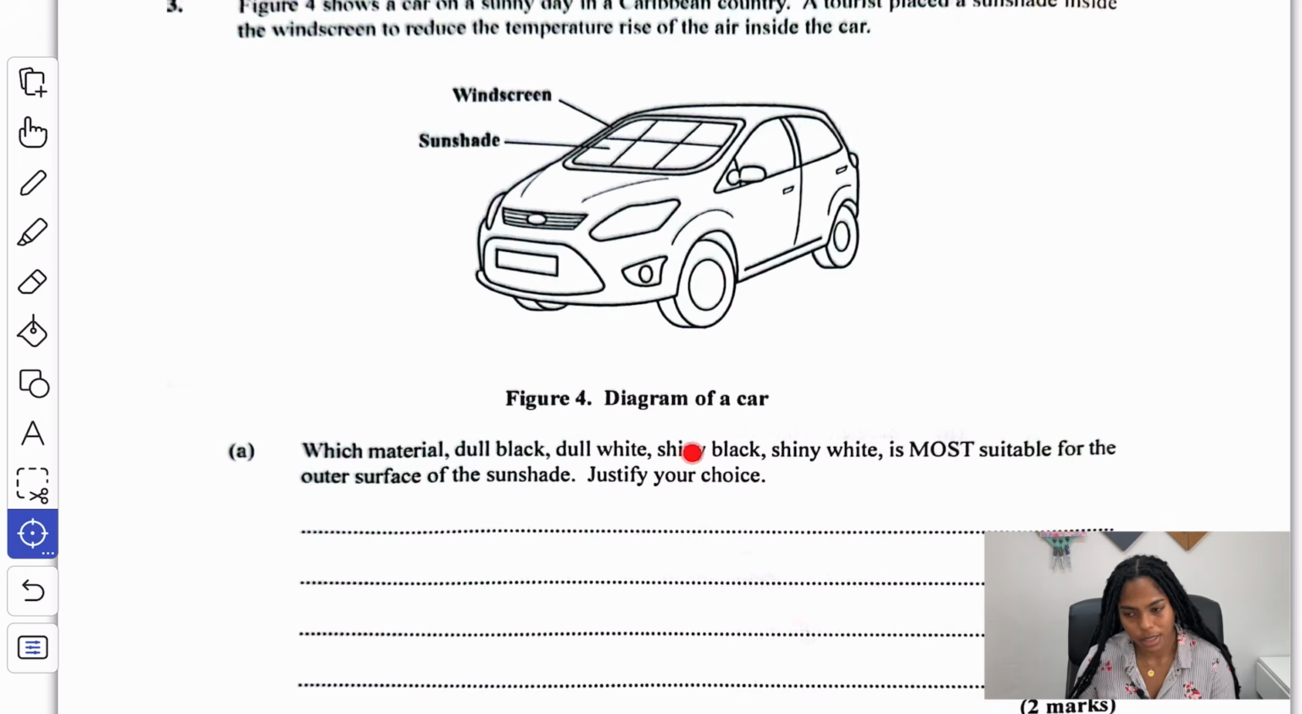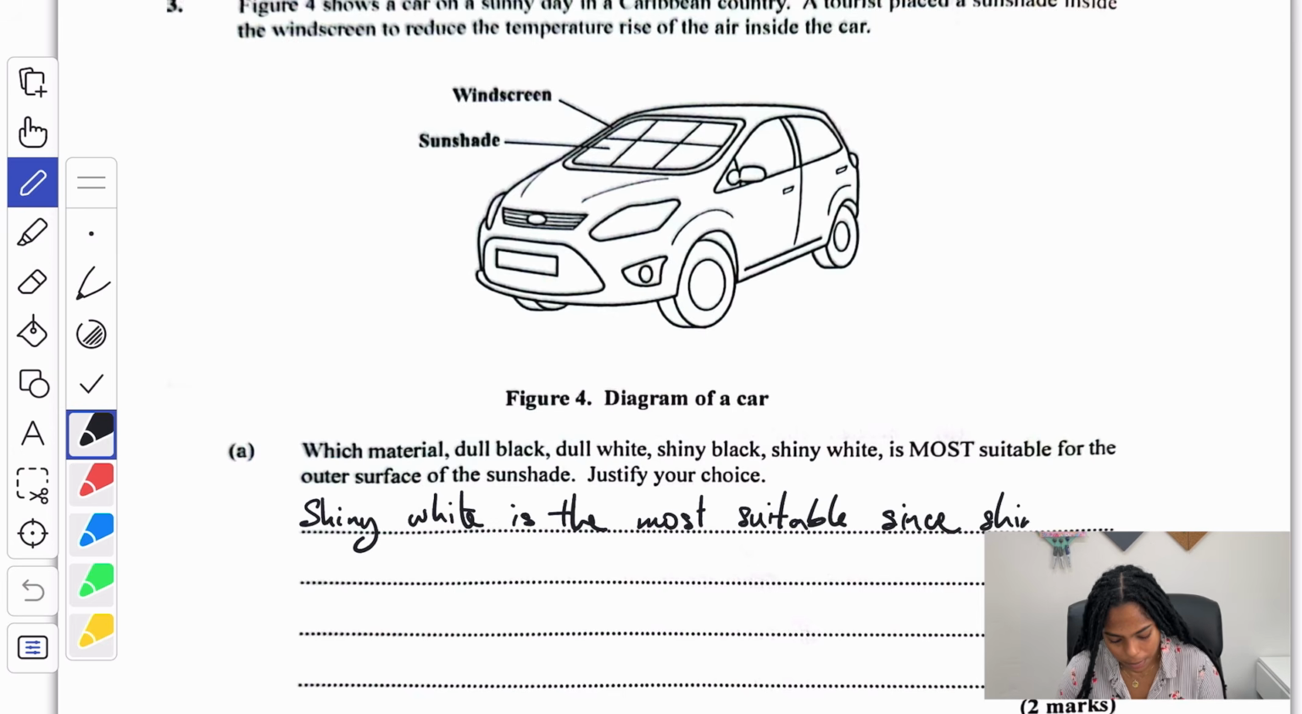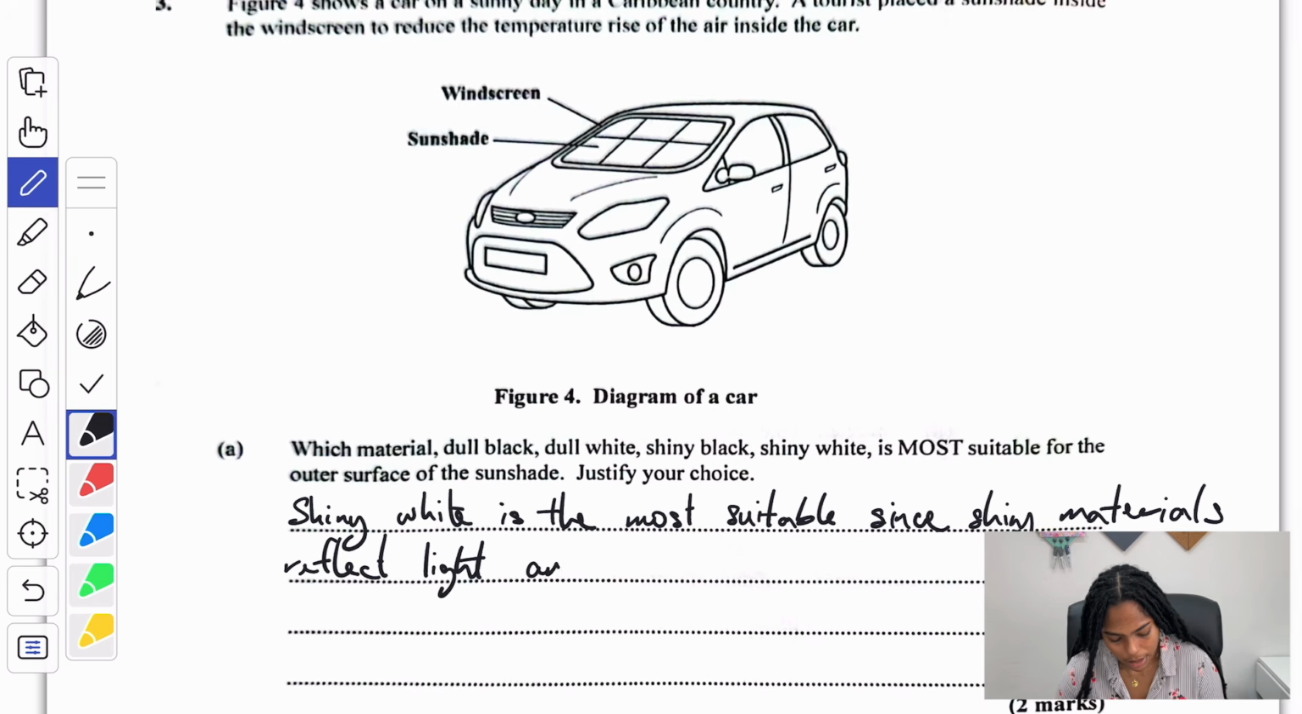Now, shiny reflects best, and then white absorbs the least. And we want all of the light to be reflected, we want very little to be absorbed. So I'm going to go with the shiny white. So shiny white is the most appropriate, or most suitable, since shiny materials reflect light. And white is a poor absorber of radiation.